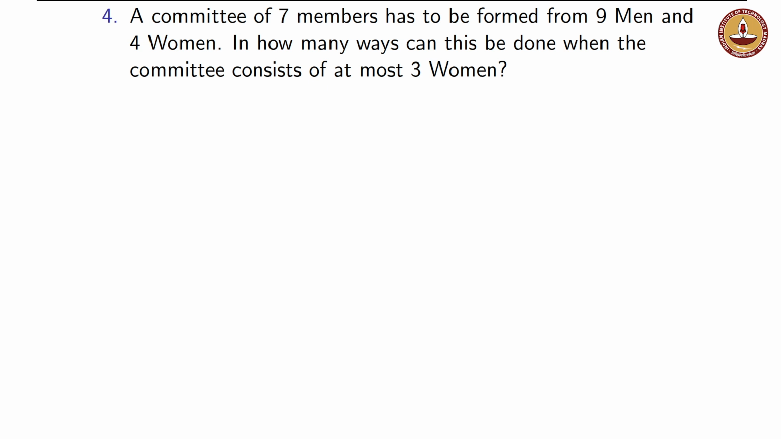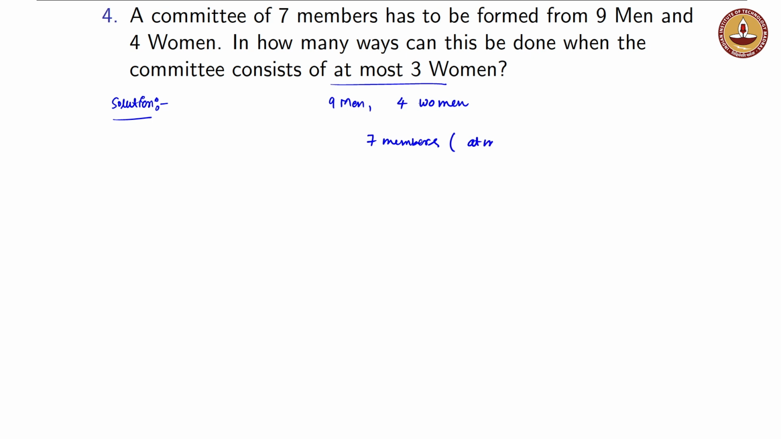So we'll see the fourth question. A committee of 7 members has to be formed from 9 men and 4 women. In how many ways can this be done when the committee consists of at most 3 women? Okay, so we will see the solution here. The question is basically, there are 9 men and 4 women. What we have to do is form a group of 7 members, with the condition that in these 7 members there will be at most 3 women.